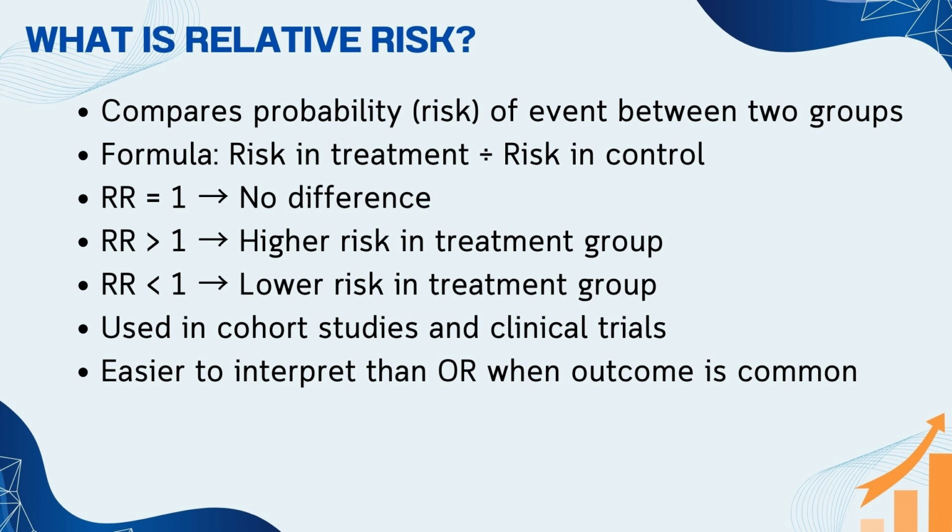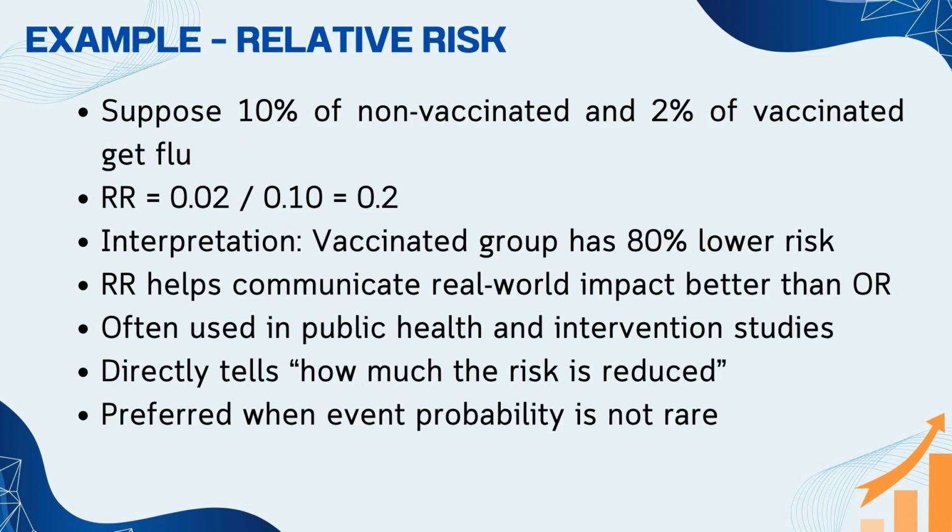Relative risk is commonly used in cohort studies and randomized clinical trials because it is easy to interpret and closer to real-world meaning. Let us take an example with a vaccine study. Suppose 10% of unvaccinated people get the flu, but only 2% of vaccinated people do. Relative risk is equal to 0.02 divided by 0.10, which is equal to 0.2. That means the vaccinated group has only 20% of the risk, or in other words, there is an 80% reduction in risk compared to those unvaccinated.